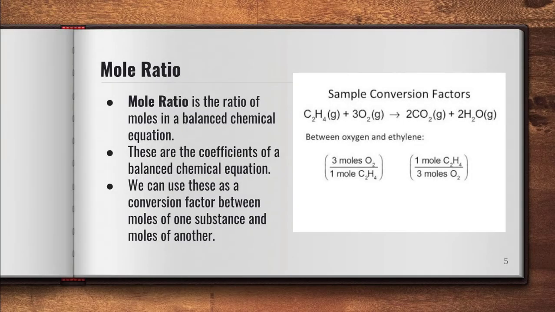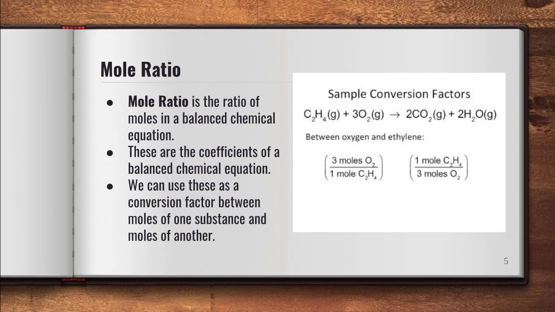So how do we know the relationship here? Well, we utilize something that is known as the mole ratio, and the mole ratio is the ratio of moles in a balanced chemical equation. Essentially, these are the coefficients of your balanced chemical equation, and we can use these as a conversion factor between one mole of substance and another. And this conversion factor is very important because it is the only way that we can convert between reactants and products. We can't use grams, we have to use a mole ratio.